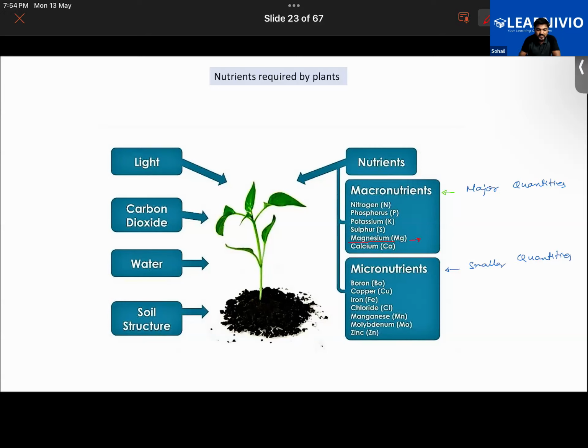magnesium, I have told in the earlier classes also, it is required by the plants in the process of photosynthesis. Getting it, guys?